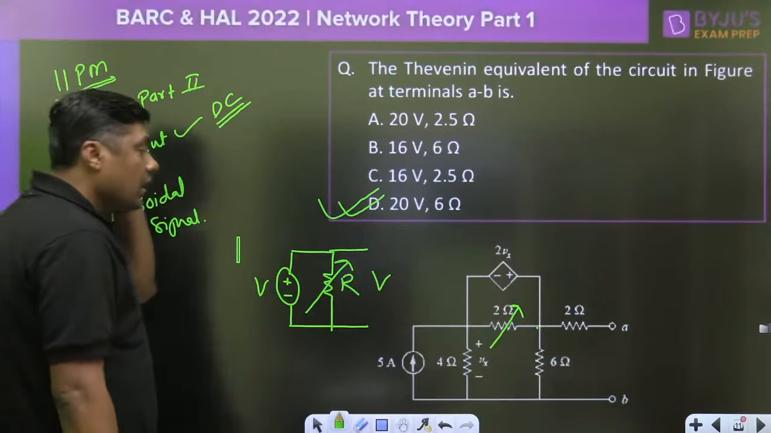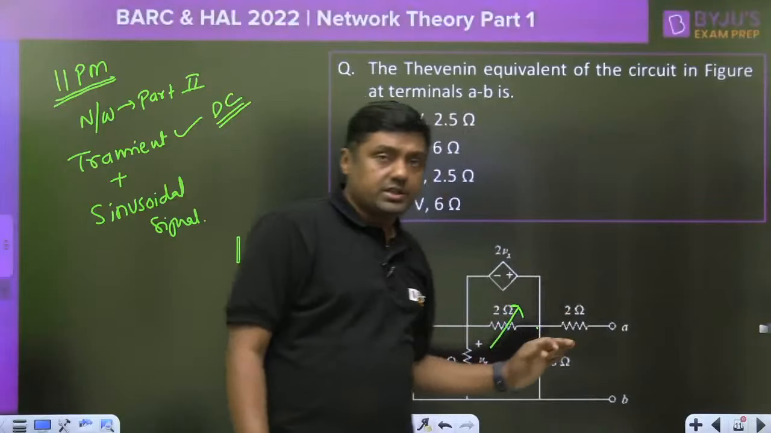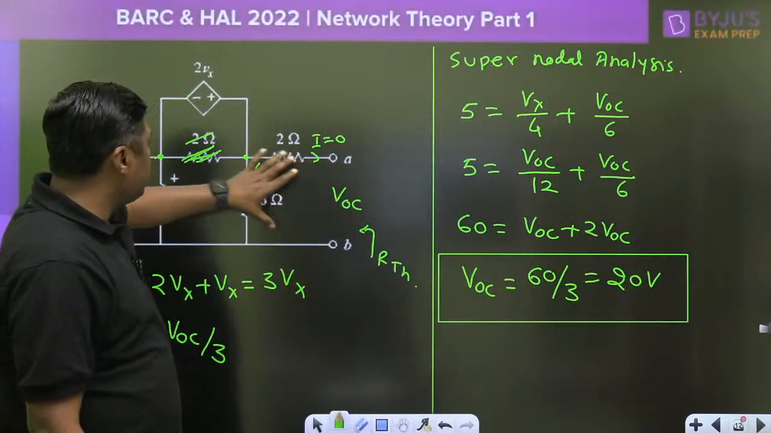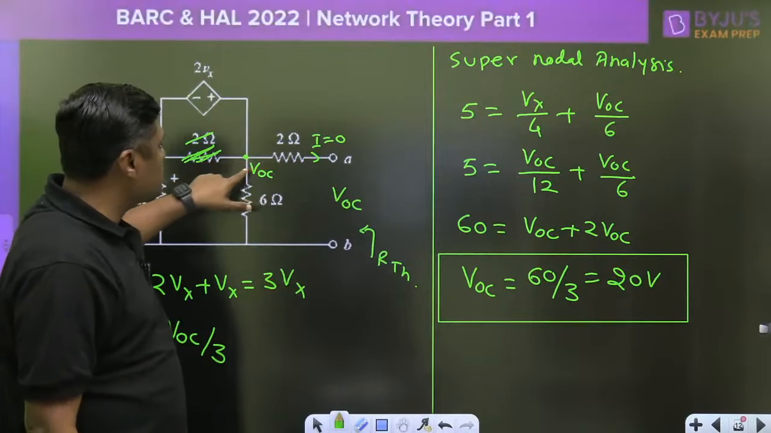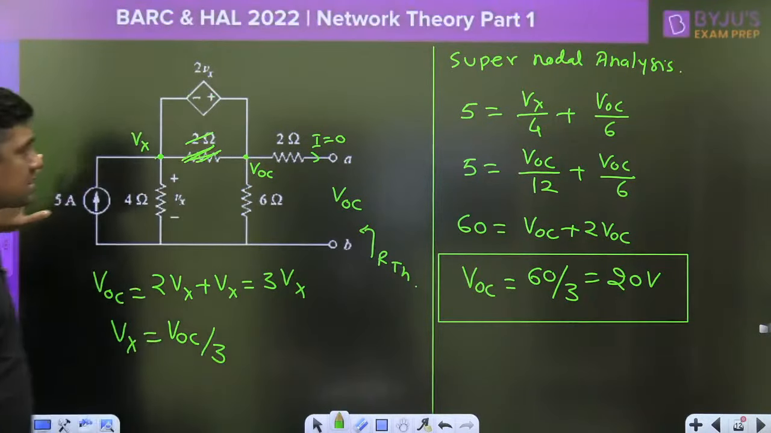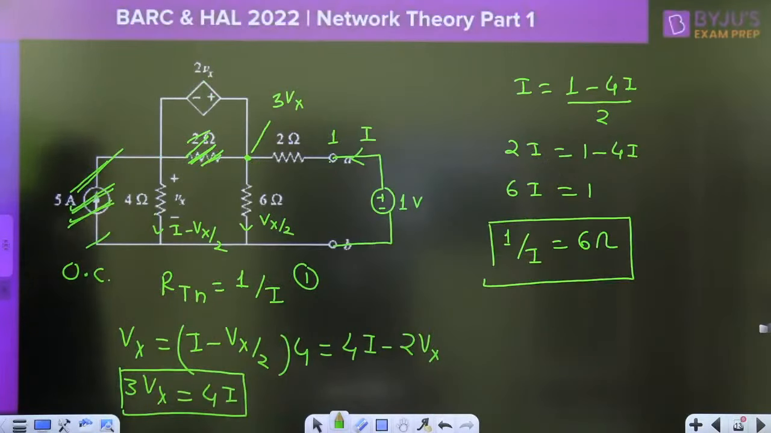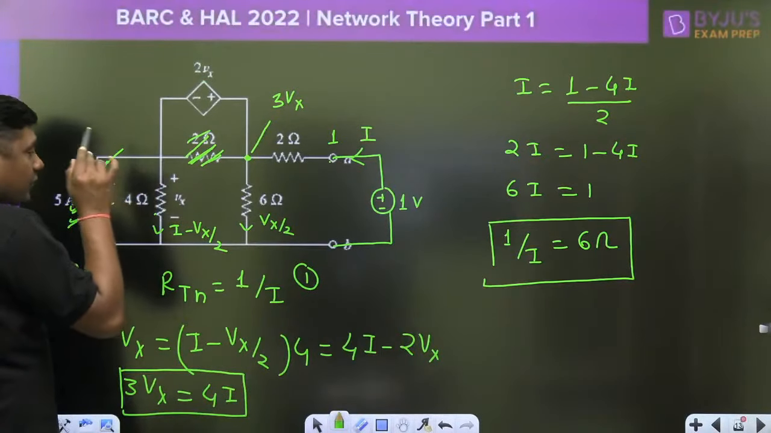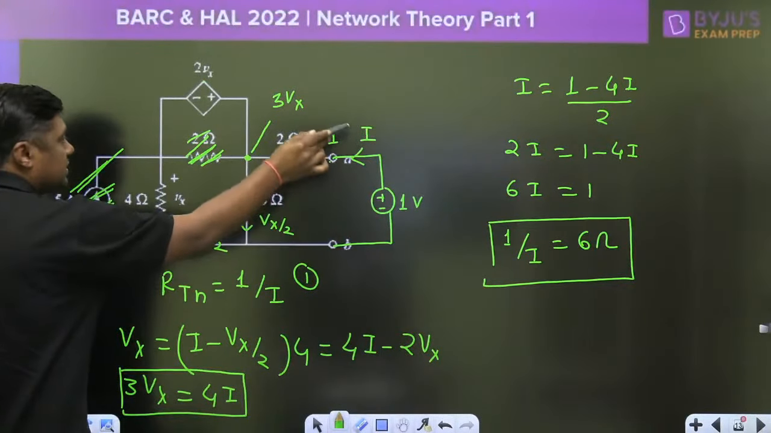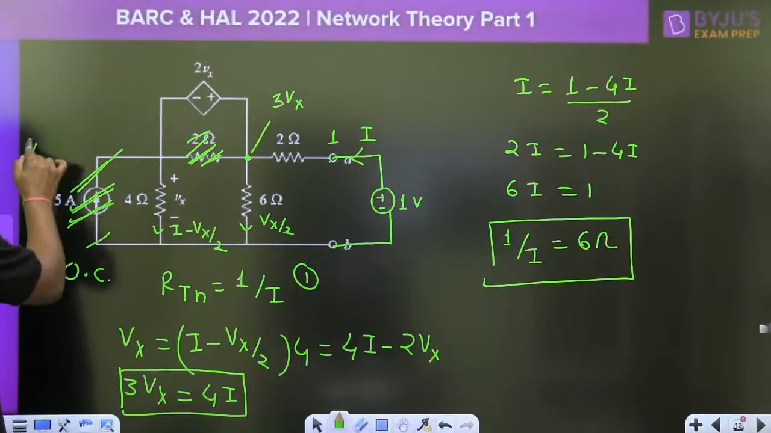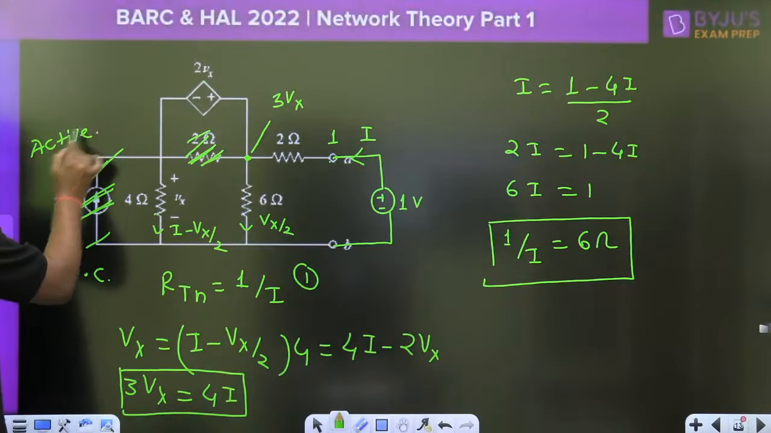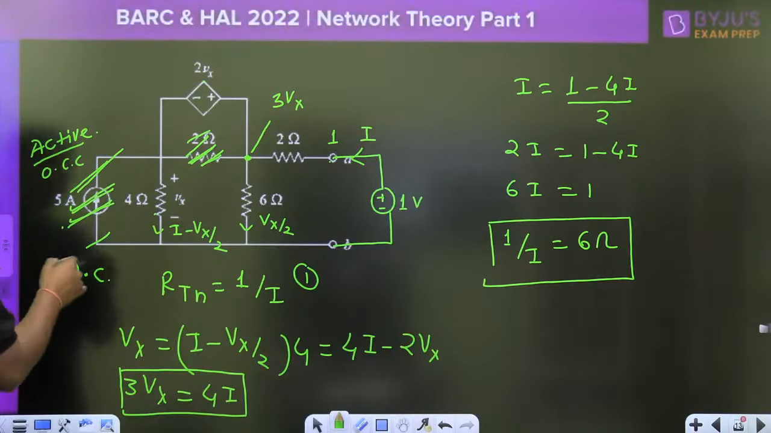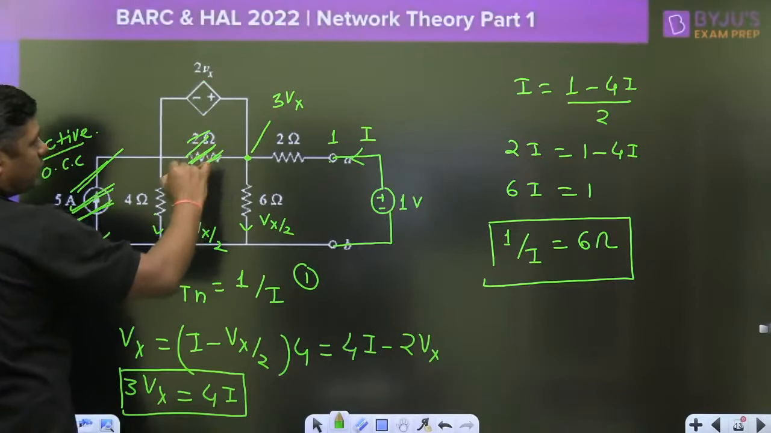First of all, remove the 2 ohm resistor. Second, this is the VOC. Directly, use supernodal analysis, because it acts as open circuit VOC, and that is the Vx. Then you can find the value. Third, when I want to calculate the RTH, we connect a 1 volt battery here. This is the current. First of all, remove all the active independent sources. It is a current source, so it will act as open circuit. Remove this current source, and you can remove this resistor.